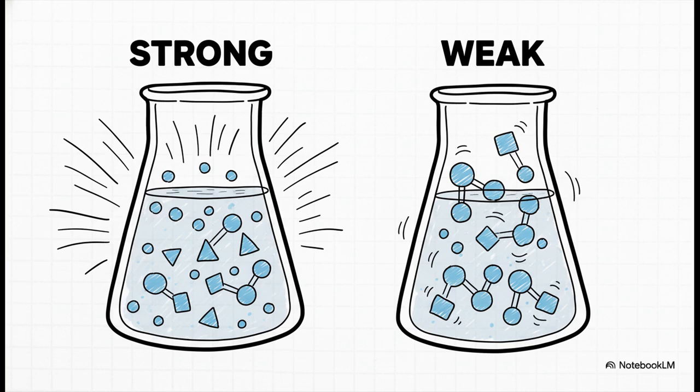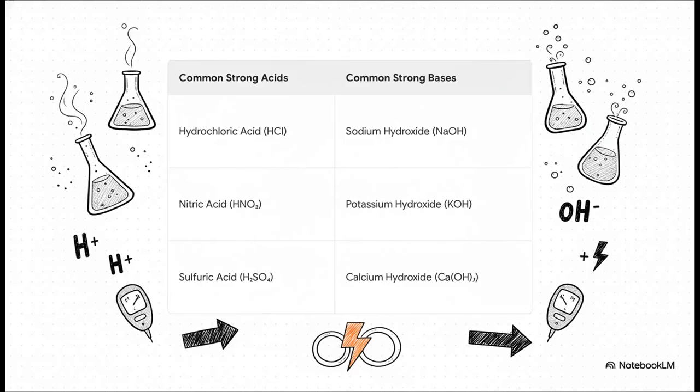But the weak ones, well, they're a bit more cautious. Only a tiny fraction of their molecules actually separate. And that difference, it's the key to this whole mystery. And here are some of our usual suspects. You could call them the heavy hitters of the chemistry world.